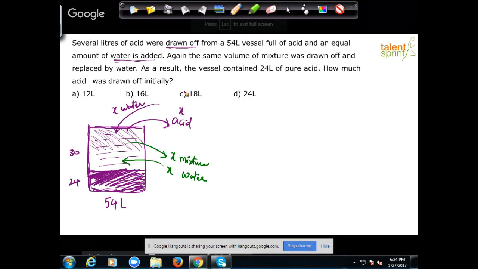Now you can use a conventional method where we'll say total quantity is 54 liters. From that, X liters of acid is removed, X liters of water is added. Again on that new quantity. See, if you have removed X liters of acid, how much acid is remaining? 54 minus X. And how much water is there? X. From this 54 minus X acid and X water, again you are removing X liters of mixture.